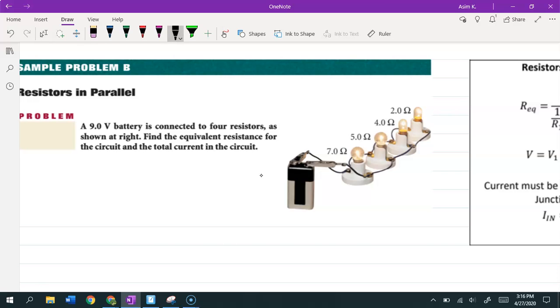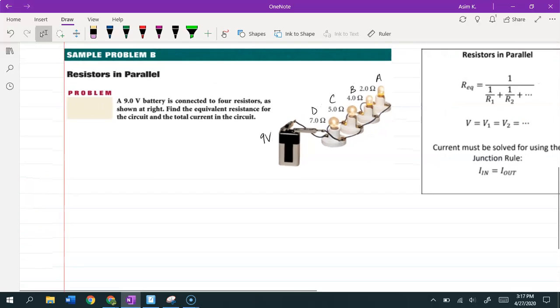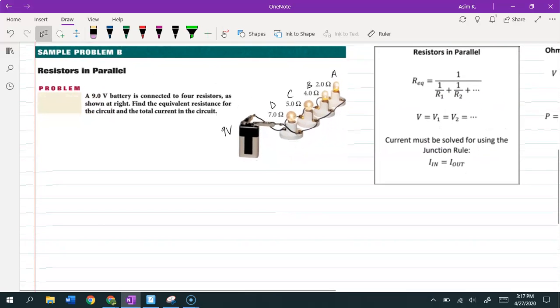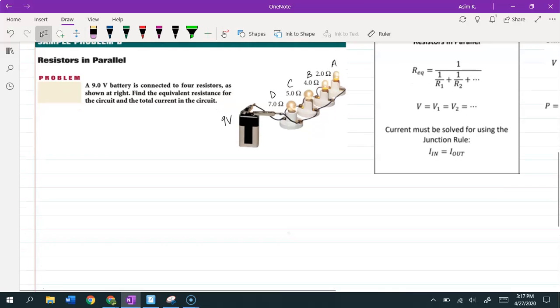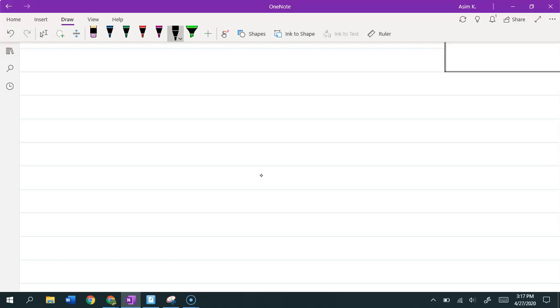So I'm going to call this one at the back A, then this one over here B, then this one C, and this one right here D, and that is your 9-volt battery. Okay. Now, what is the circuit going to look like for this? Part of your learning is to be able to draw these. All right. So let's draw a circuit to represent this situation.